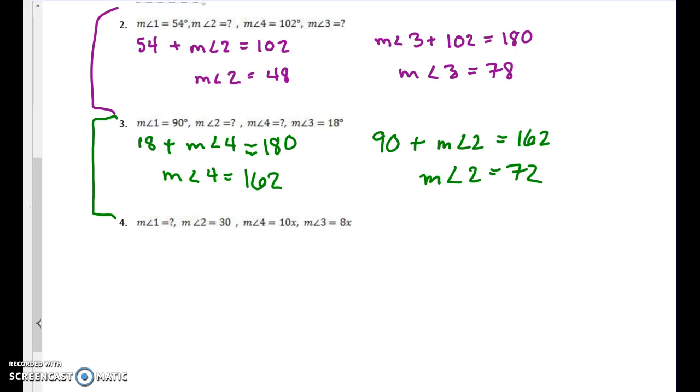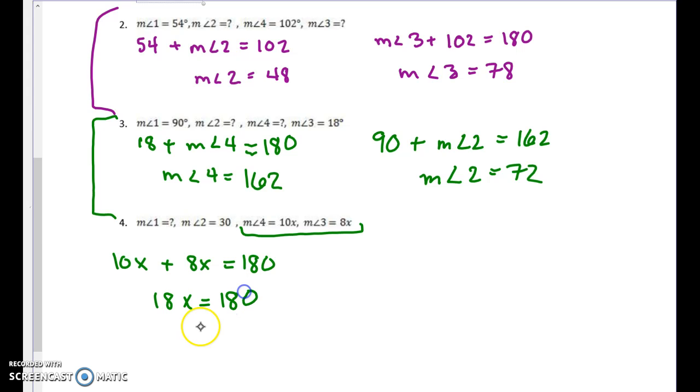So I don't know the measure of angle 1. I know the measure of angle 2 is 30, measure of angle 4 is 10x, and the measure of angle 3 is 8x. Well, I'm going to start right here with 4 and 3 because I know that the measure of angle 4 plus the measure of angle 3 is going to be 180 because they're a linear pair. So I can say that 10x plus 8x must equal 180 because they're a linear pair. That's 18x equals 180, so x must be 10.